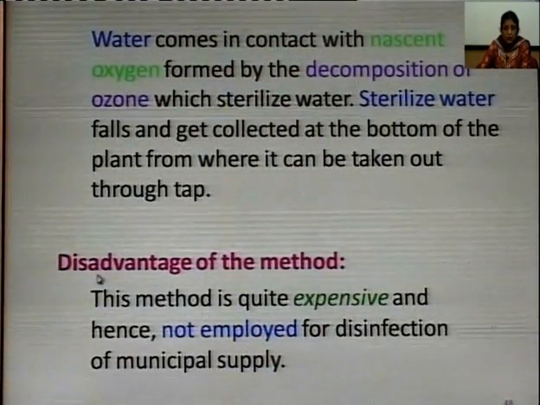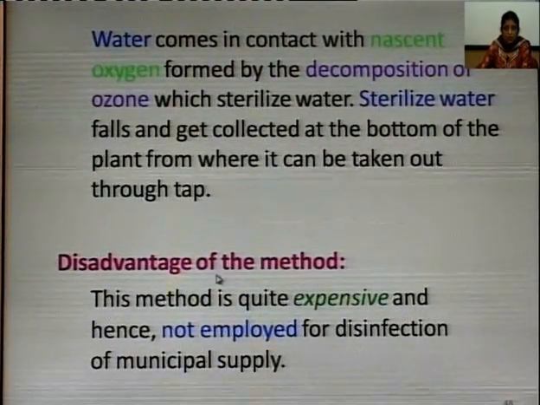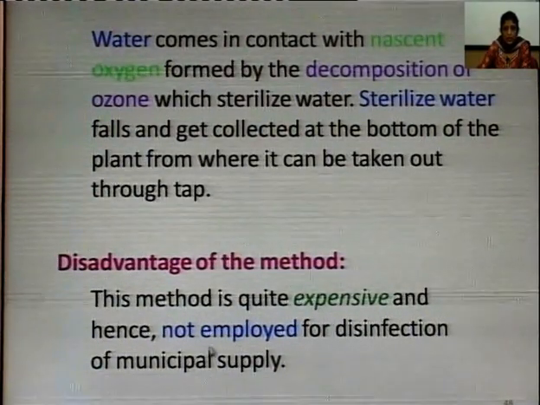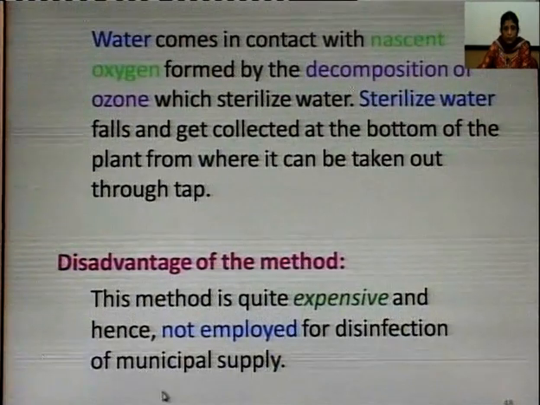So, this method also has certain disadvantages. This is quite an expensive method and cannot be employed for municipal supply.